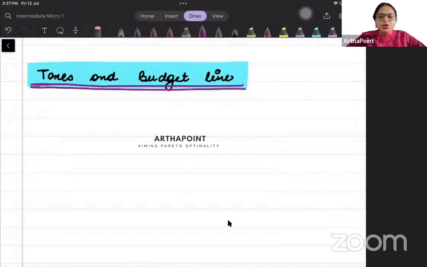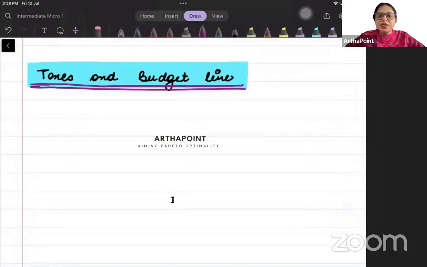And today I am going to talk about how taxes are impacting the budget line. Alternatively, थोड़ा आसान तरीके से बोलें तो how budget line is getting affected by taxes. कैसे budget line shift करती है या pivot करती है या क्या होता है budget line को जब भी हम tax impose करते हैं. ठीक है?